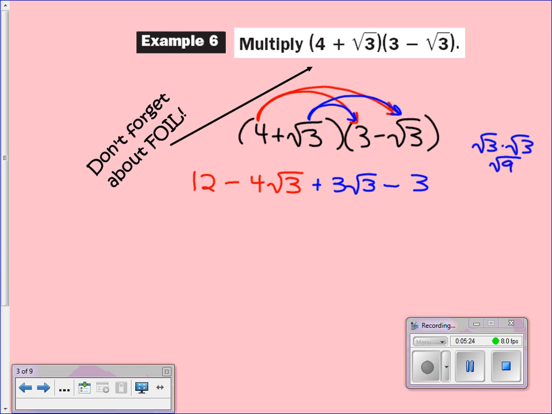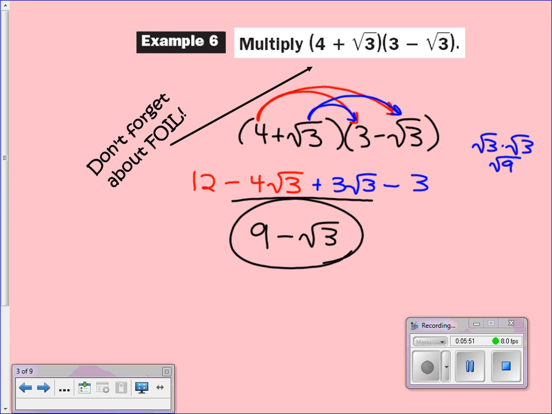Now, do you see the problem we have created? I have 12 minus 4 times the square root of 3 plus 3 times the square root of 3. Hey, look, those have the same radical. Let's combine them. I have negative 4 plus 3, so what, negative square root of 3? And I have 12 minus 3. That's your final answer. You can put a 1 in front of the square root of 3, but you absolutely do not have to. But that would be your final answer.